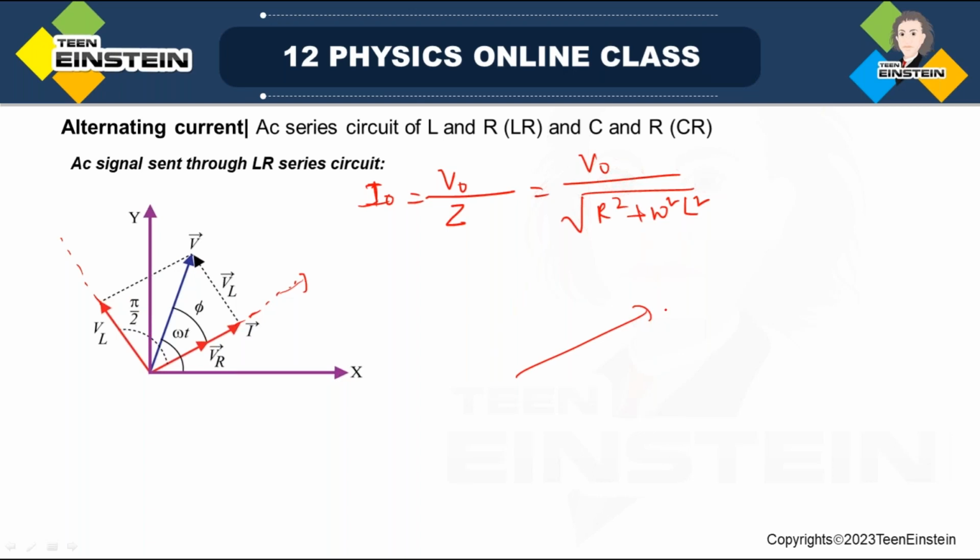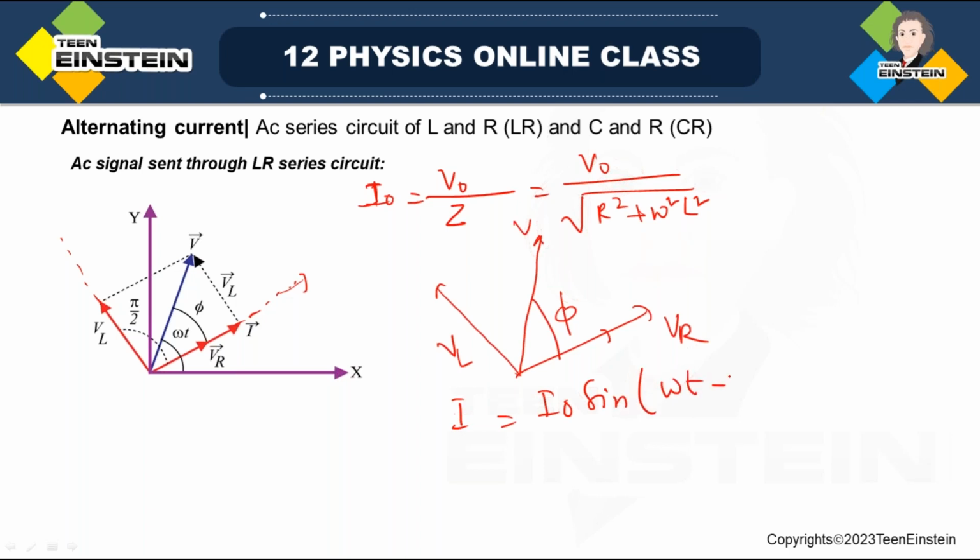This is VR also, and this is VL. Then where will be the resultant voltage? The resultant voltage will be in this direction. If I say this resultant is V and it makes an angle phi with VR, or the current direction, then I can easily say from here that in this case also the voltage is ahead of the current. So I can say the current is I equal to I0 sine omega t minus phi. So this is what we can see from the figure also.